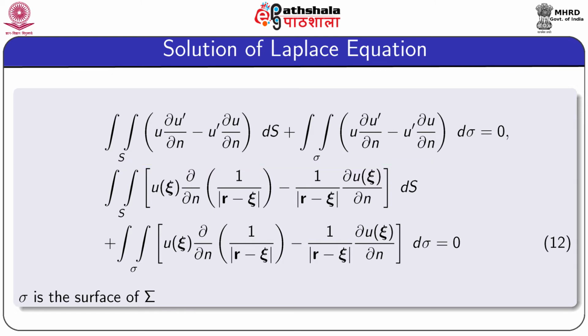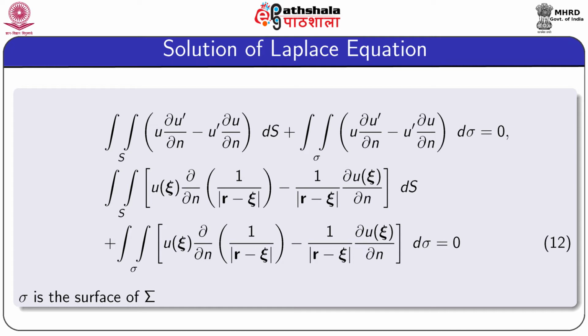Here we have chosen u dash as 1 divided by mod r minus xi. So, in the next step we substitute the value of u dash. So, the integral becomes the surface integral over S of u del del n of 1 by mod r minus xi minus 1 by mod r minus xi into del u del n dS, plus the surface integral over the surface sigma of the same quantity.